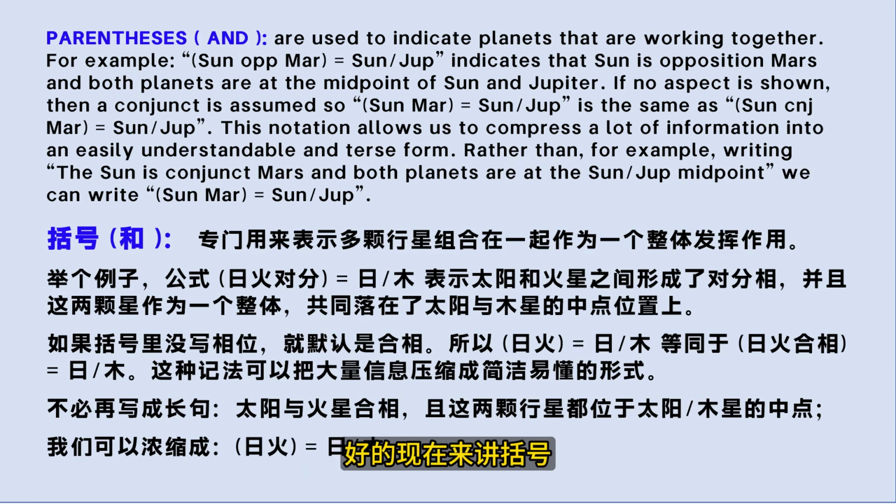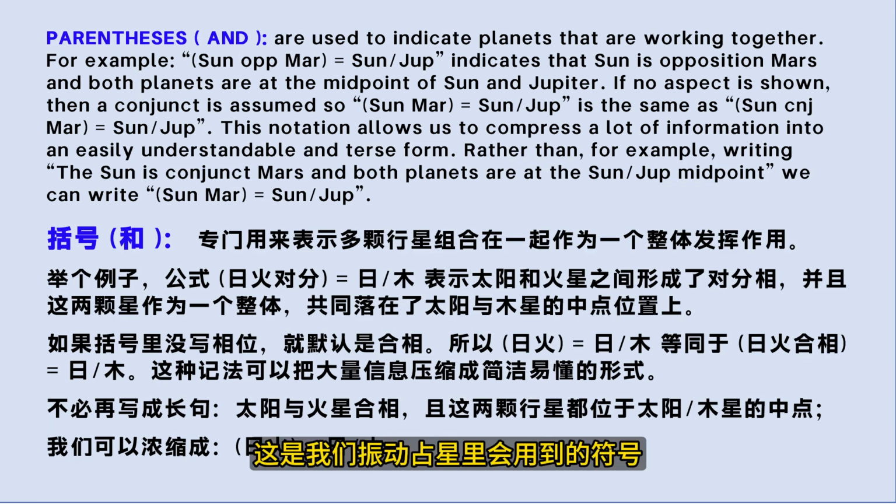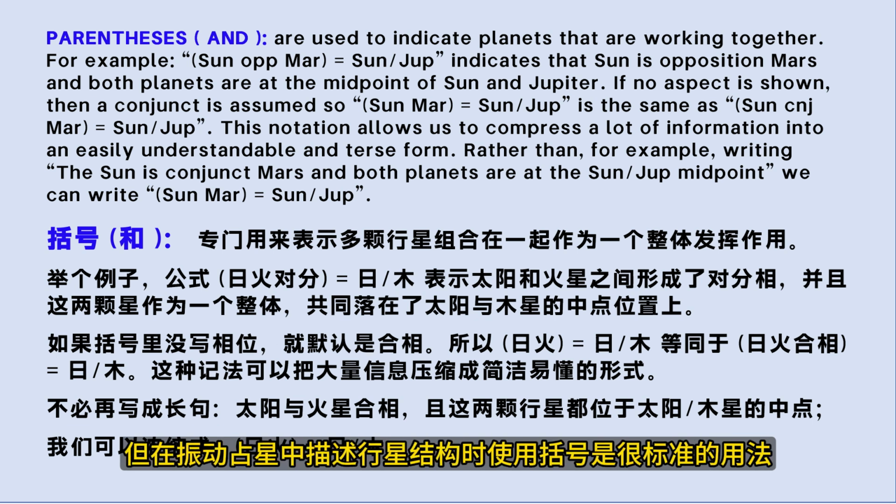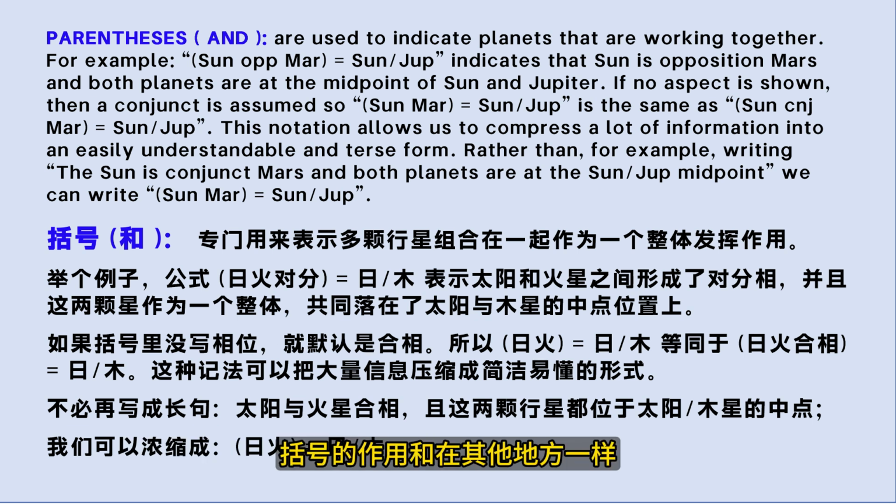Okay, now parentheses. Next thing, parentheses. This is something we use in vibrational astrology. I don't know if anybody uses it in other systems as much as we do in VA, but it's very standard in VA to use parentheses when we're describing planetary configurations where it's helpful to use them. And the parentheses do what parentheses always do. They hold things together. That's true in language. It's also true in mathematics. Parentheses just show that you're putting those things within parentheses together.